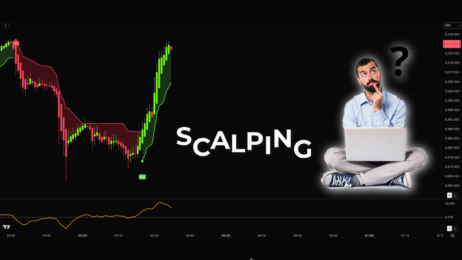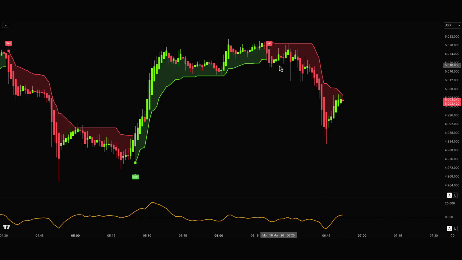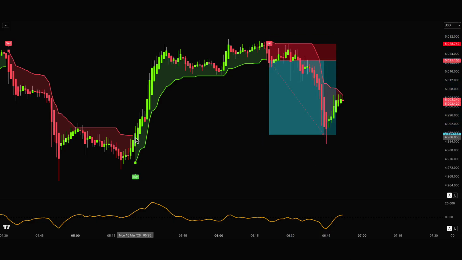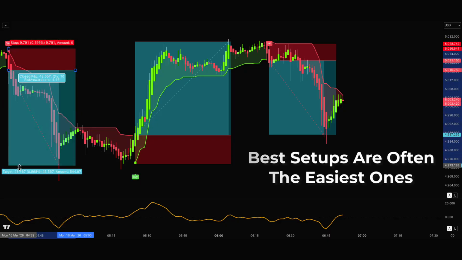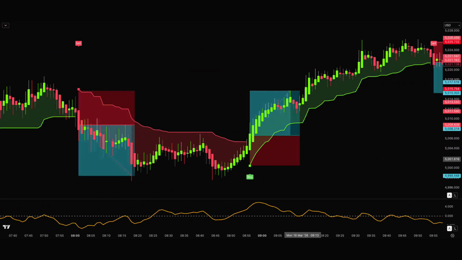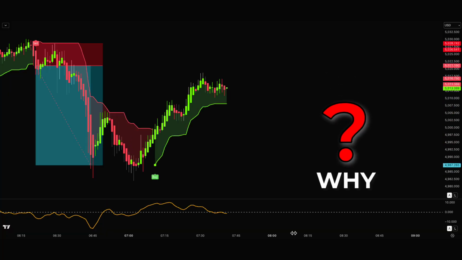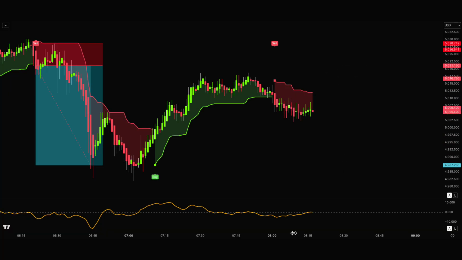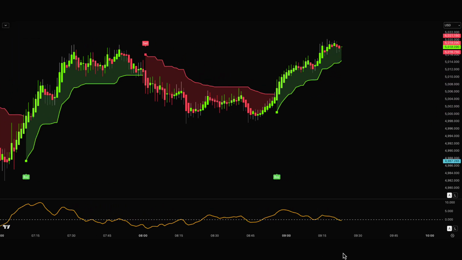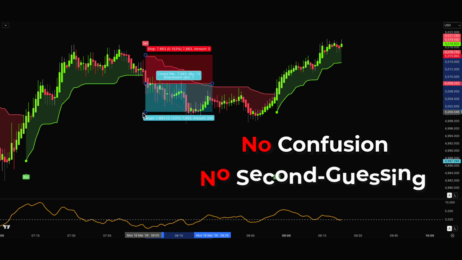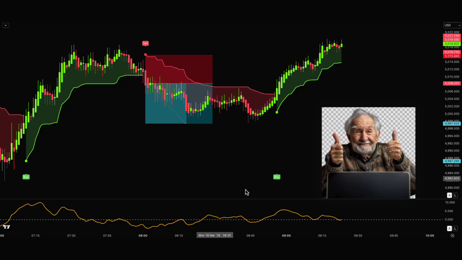What if I told you scalping doesn't have to be complicated anymore? Most traders jump from one strategy to another, chasing profits, but still missing the simplest truth: the best setups are often the easiest ones. I recently tested a new easy scalping strategy, and honestly, it felt like a cheat code. Why? Because instead of overloading the chart, this method focuses on clean structure, clear entries, and fast confirmations. No confusion, no second guessing. You wait for the setup, you follow the rules, and the market does the rest.